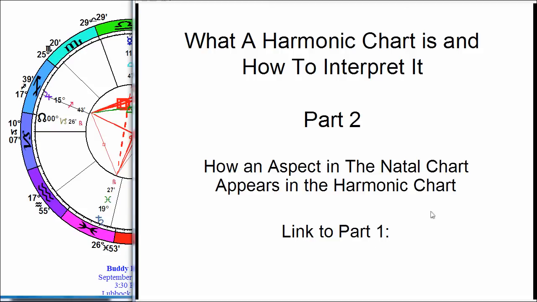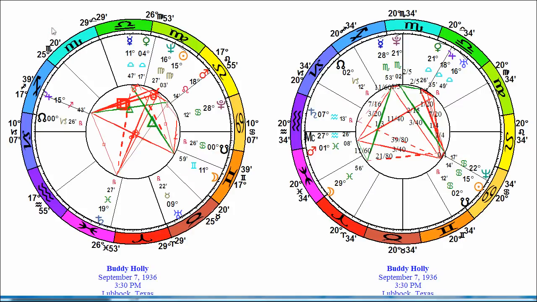And what I'm going to do in this tutorial video is give some practice in looking at aspects in the harmonic chart and seeing what they are in the natal chart, because this can be slightly confusing when you first learn it. It's actually simple, but it may take a little while to sink in. I mentioned this in the first video, but I want to give some practice with this.